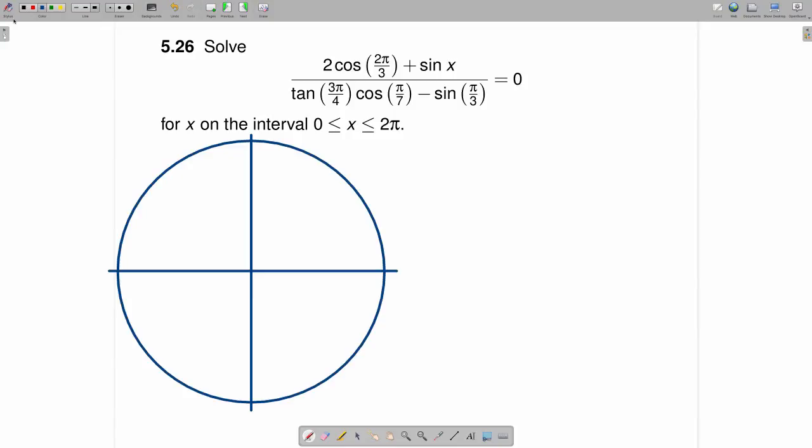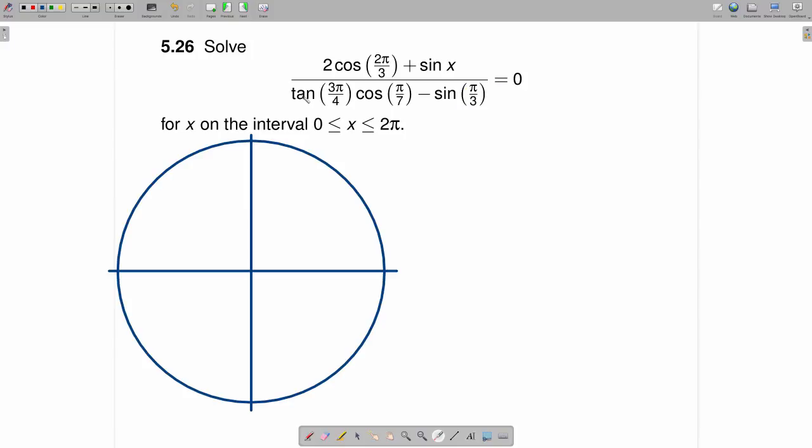Solve 2 times the cosine of 2 pi over 3 plus sine x, divided by the tangent of 3 pi over 4 times the cosine of pi over 7 minus the sine of pi over 3, equals 0, for x on the interval 0 ≤ x ≤ 2 pi. Big looking equation, but in fact the denominator goes away.